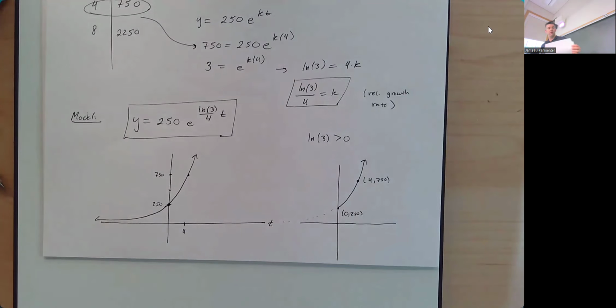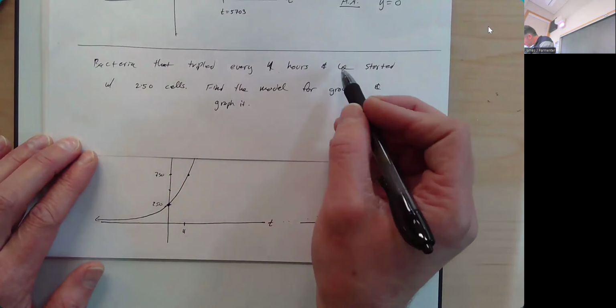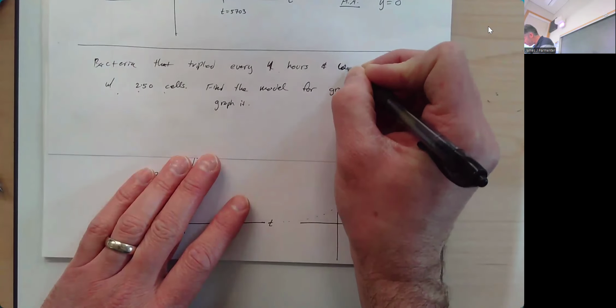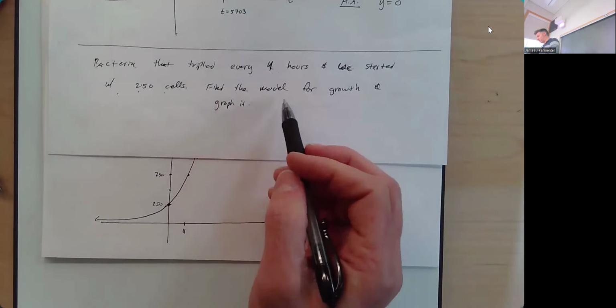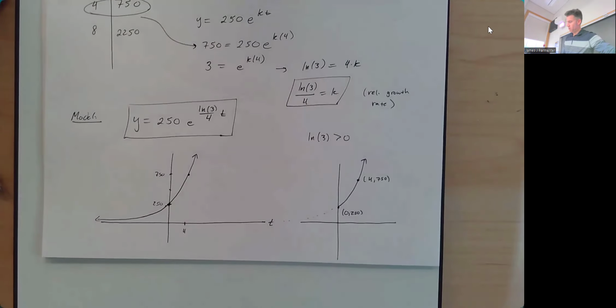What did it say after the 4 hours in the original? Good question, because my writing was not the best there. It says bacteria that triples every 4 hours, and we started with 250 cells. I might have been writing a little faster than I'm able to there. Find the model for growth and graph it. And then if you wanted to, we could answer questions like, how long does it take until there's 1,000 cells, or after 24 hours, how many cells will there be? But I think we've done enough of that.